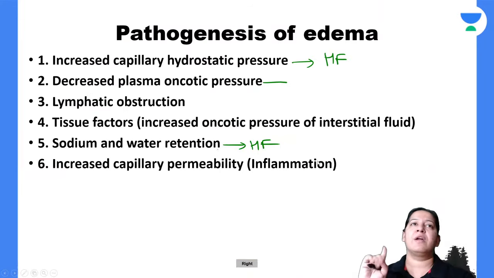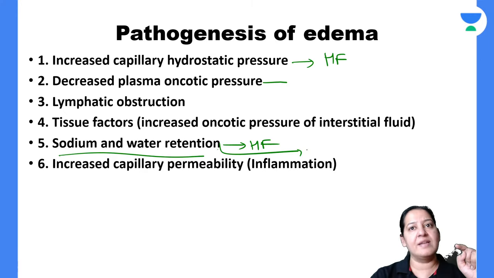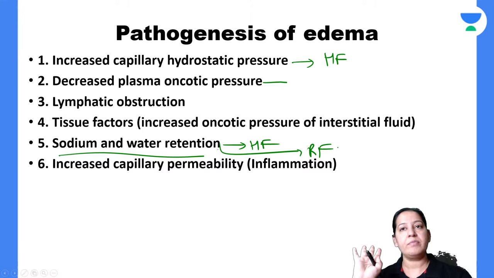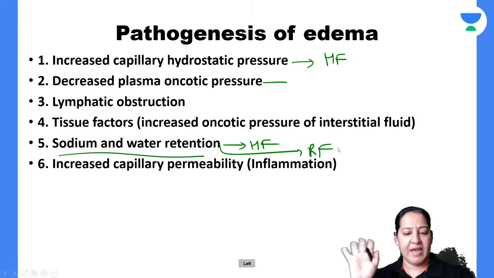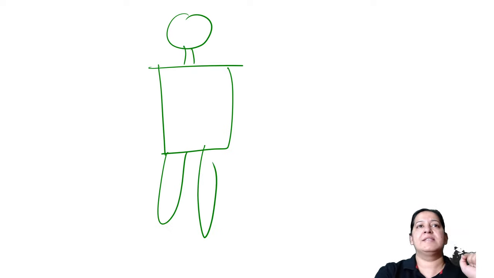So that is the first reason, sodium water retention. In sodium water retention, one of the reasons for edema is heart failure. The second reason is renal failure. Now again, it is complicated. Renal failure, I will try. Let me draw a pair of kidneys. We know that humans have a pair of kidneys. So let me draw a human being, and a pair of kidneys inside this human being.